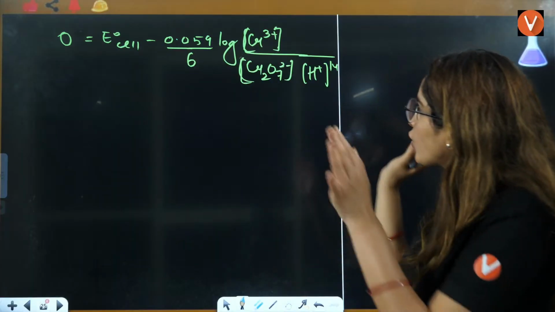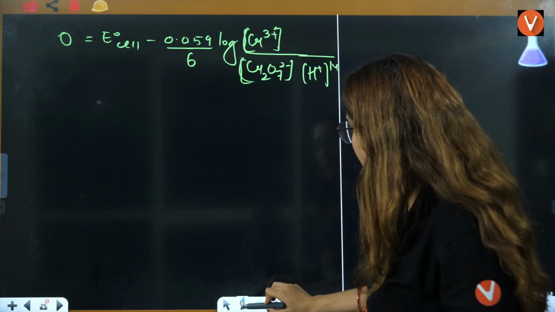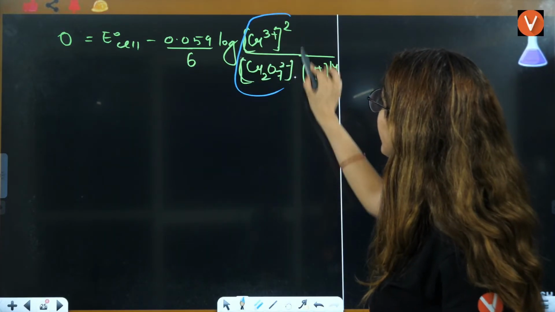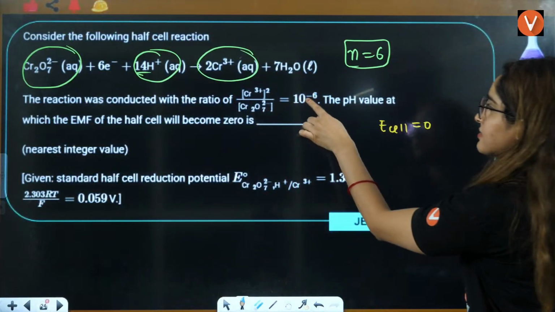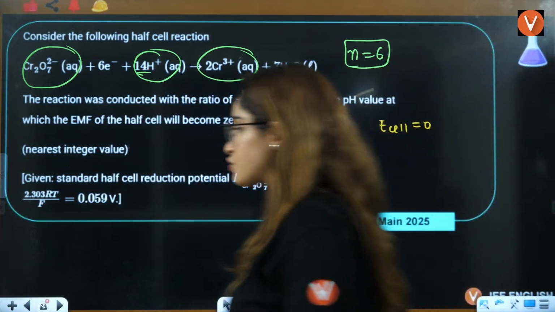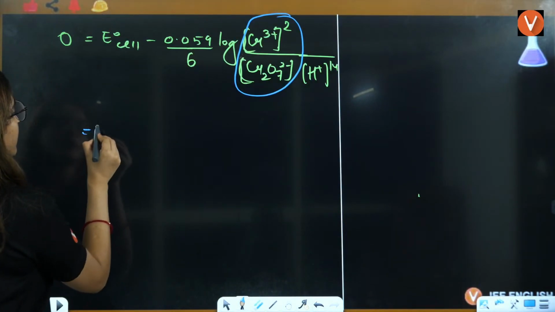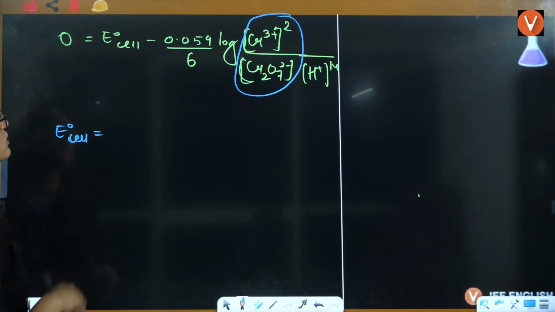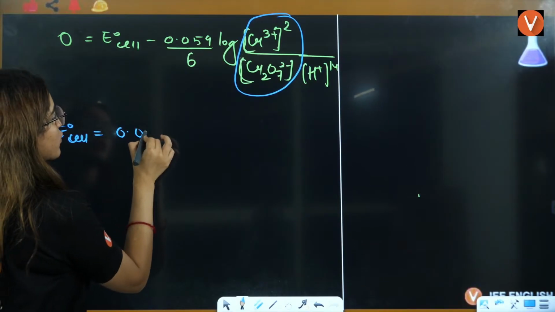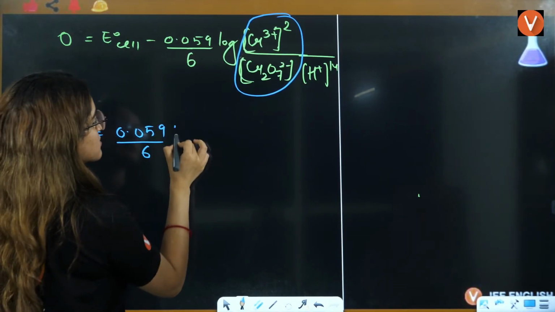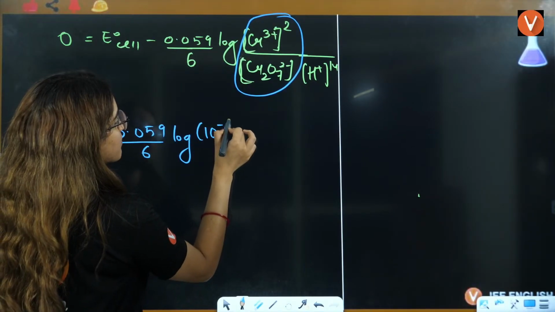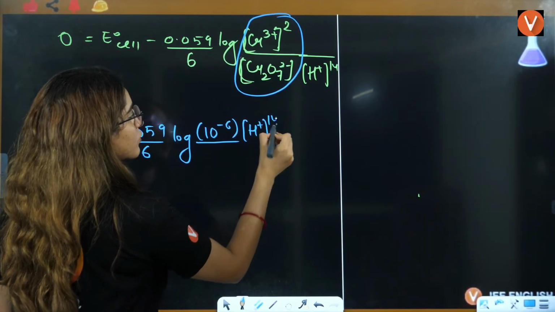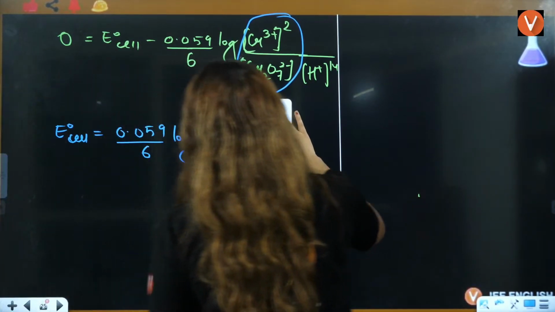Now, if you see, 2 things we have to see, that Cr3+ square divided by this particular thing is already given to you in the question, that is 10 raised to power minus 6, right? So can I write it here? E naught cell is equal to 0.059 divided by 6. This is log 10 raised to power minus 6. This is H+ to the power 14, this should be minus of 14, right?